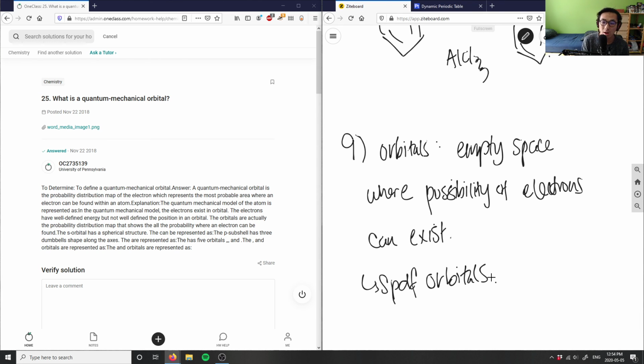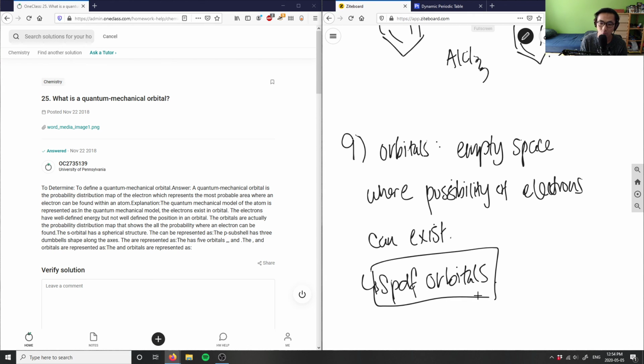We're talking about the Schrödinger model when we're talking about the quantum mechanical model, right? It's talking about how electrons can exist in terms of waves, and we can use waves to help us explain the quantum mechanical model and the probability of where the electron can be found here. So it can be found in these orbitals.